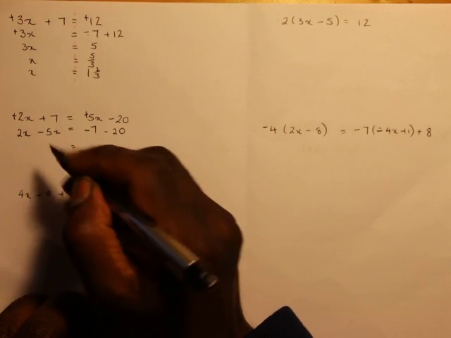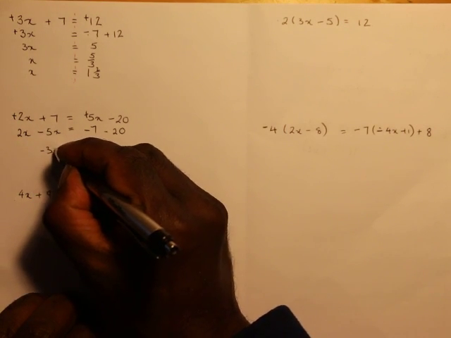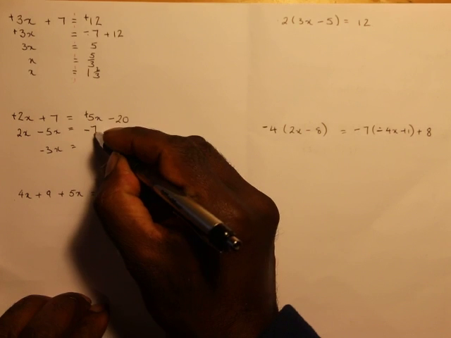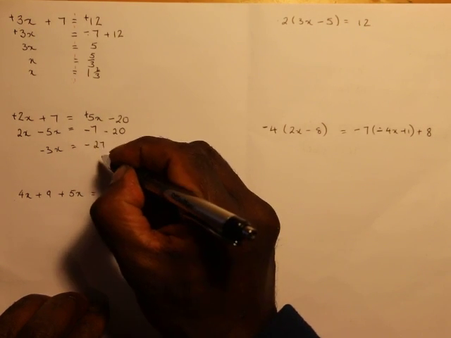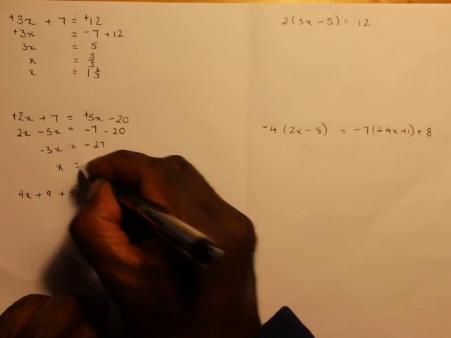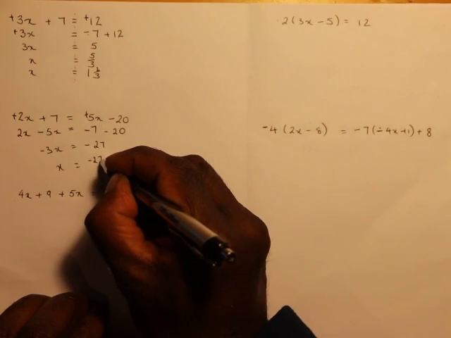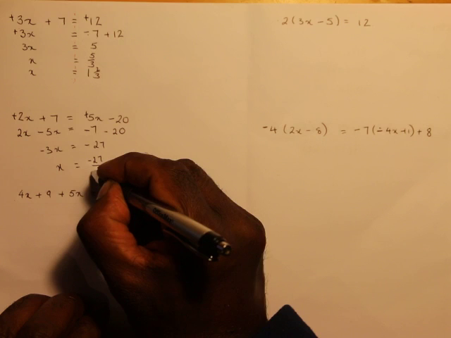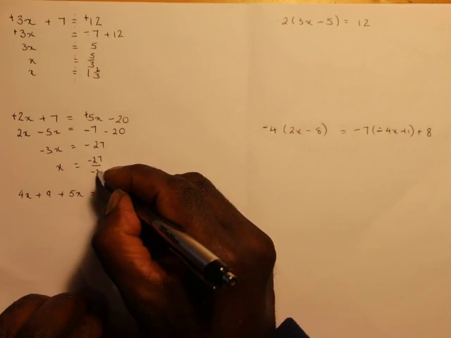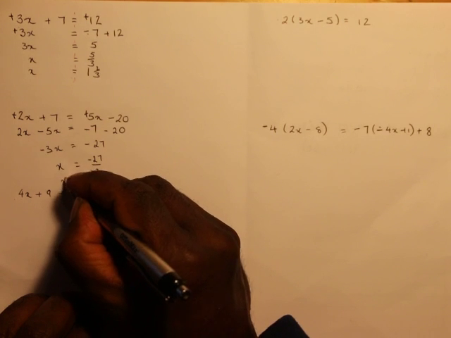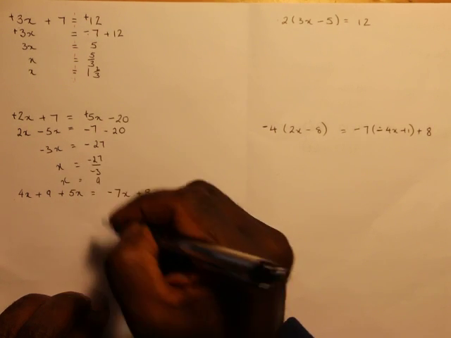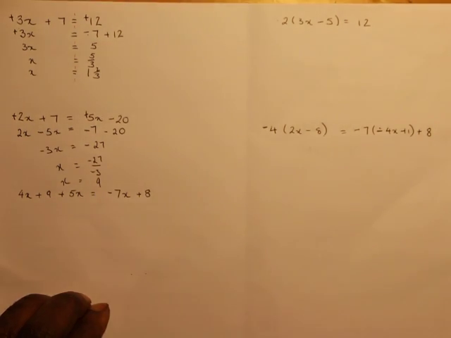Simplify that. 2 minus 5 is negative 3. So we have negative 3x. Negative 7 minus 20 is negative 27. Last step, divide this number here by the number in front of the x. How many times does 3 go into 27? 9 times. When you're dividing and you have two negatives, the answer is positive.